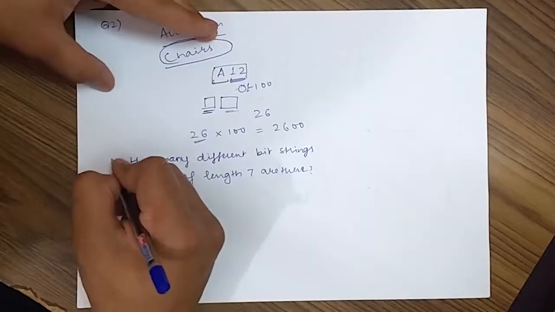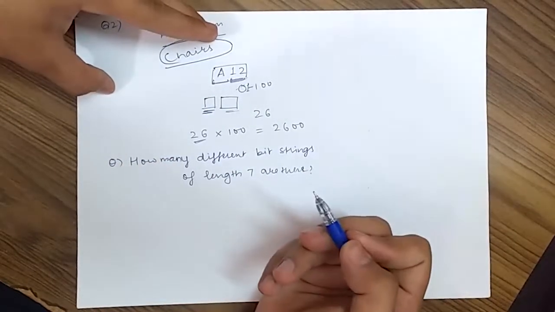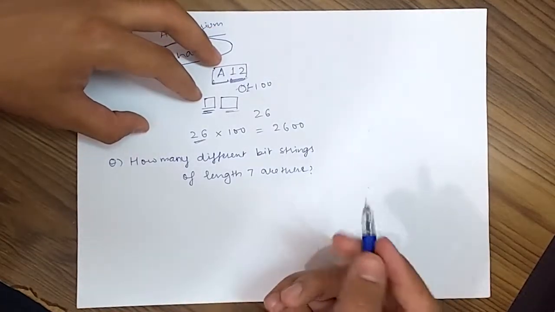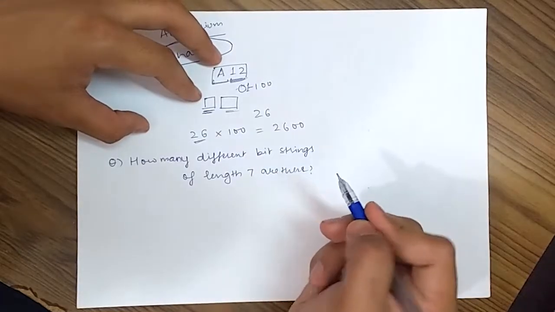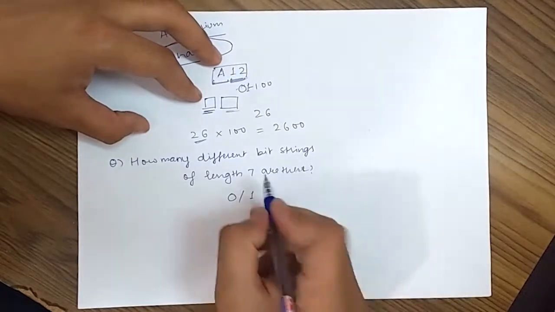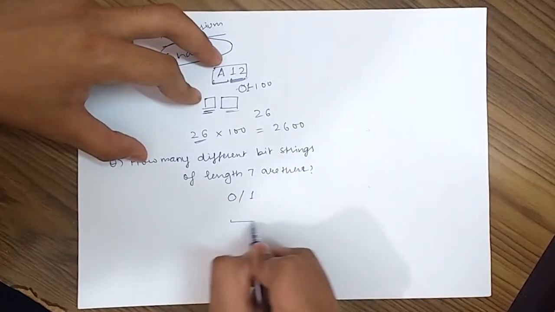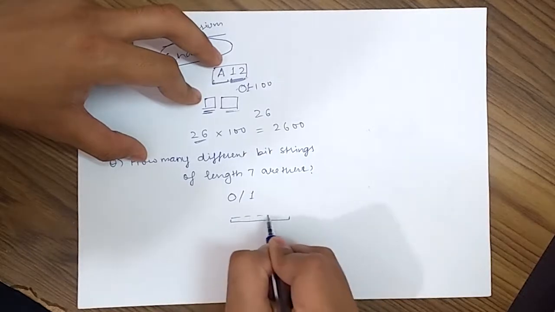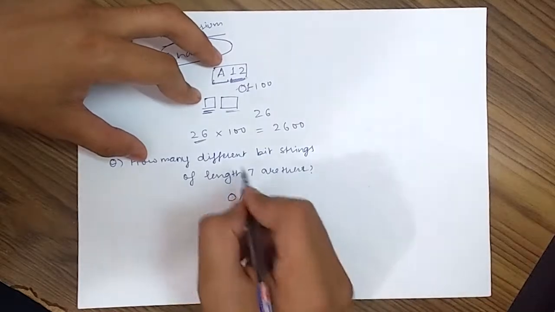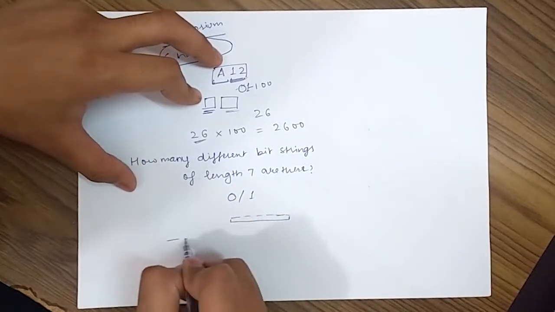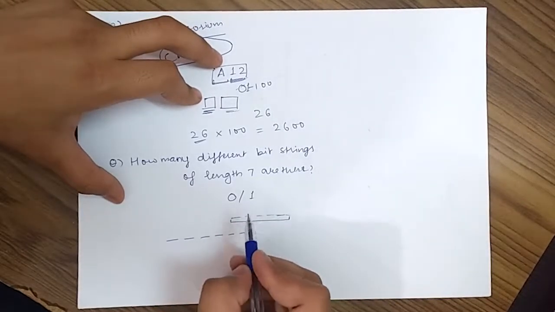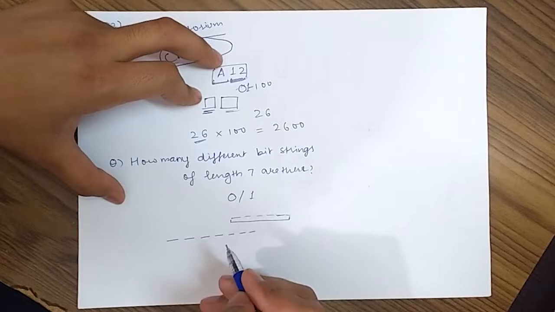Now someone asks you this question: how many different bit strings of length 7 are there? You can answer this using the product rule again. A bit can be either 0 or a 1. A bit string is a string made up of zeros or ones. So a bit string of length 7, how many such bit strings can be there?